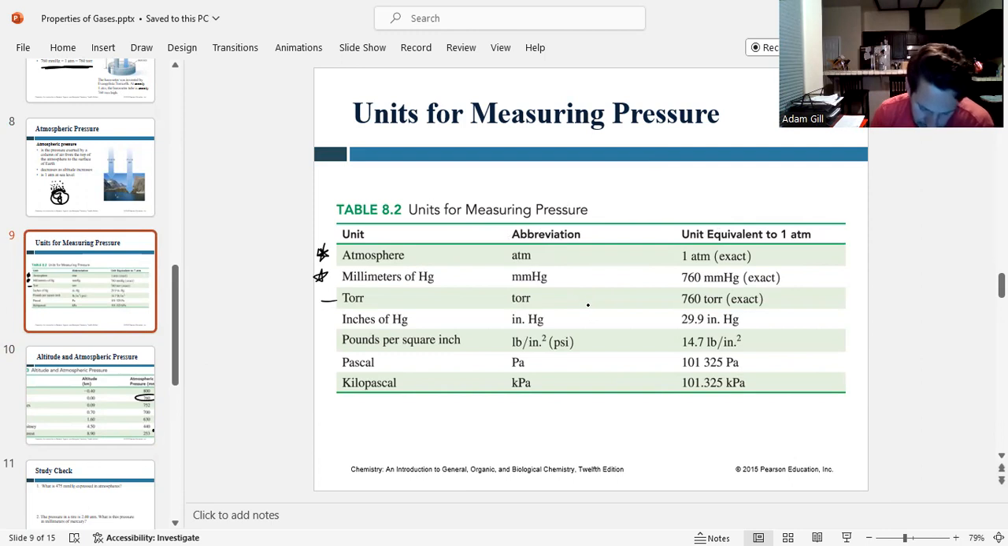We're not going to be using inches of mercury, but this is used sometimes in American measurements. Pounds per square inch is also used in the American system. We probably won't use this in chemistry class, but just so you know, there's 14.7 pounds per square inch to 1 atmosphere. And then pascals and kilopascals are physics units, and 101,325 pascals is equivalent to 1 atmosphere. So these are some conversion factors. You don't need to memorize these. These will be given on the exam.